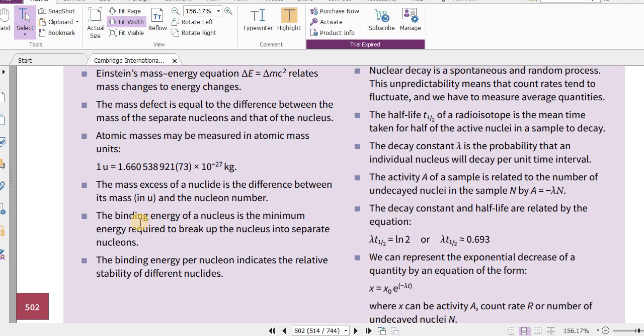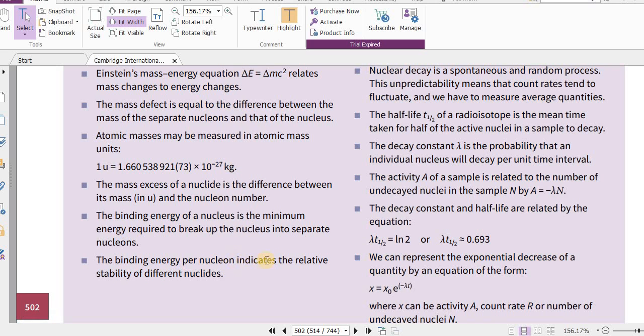The binding energy of a nucleus is the minimum energy required to break up the nucleons into separate nucleons, all the way to infinity. Separate the nucleons to infinity. That also you have to mention.